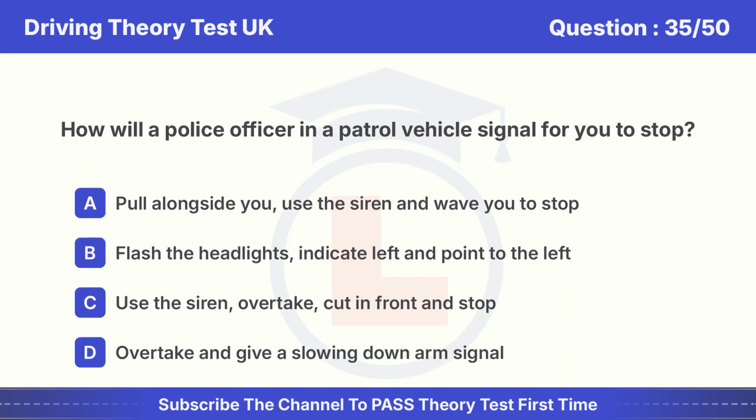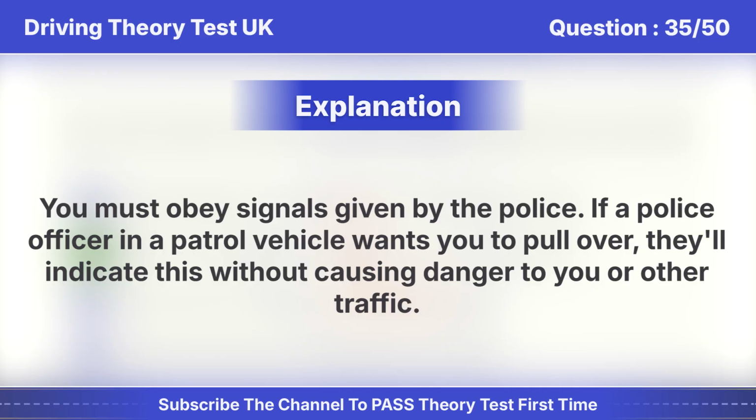Question 35. How will a police officer in a patrol vehicle signal for you to stop? Answer is B. Flash the headlights, indicate left and point to the left. You must obey signals given by the police. If a police officer in a patrol vehicle wants you to pull over, they'll indicate this without causing danger to you or other traffic.